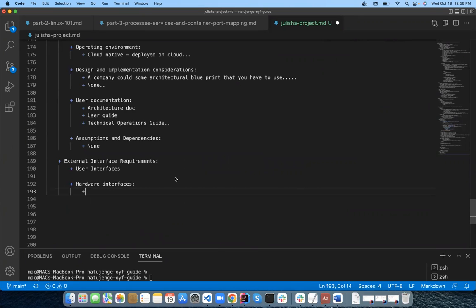Now, sometimes here we'll say none. We are not doing anything hardware specific, but sometimes you might be working on a system that requires talking to certain hardware. Maybe you need to do monitoring through IPMI or something like that. Maybe HP servers, you need to do something on the HP servers.